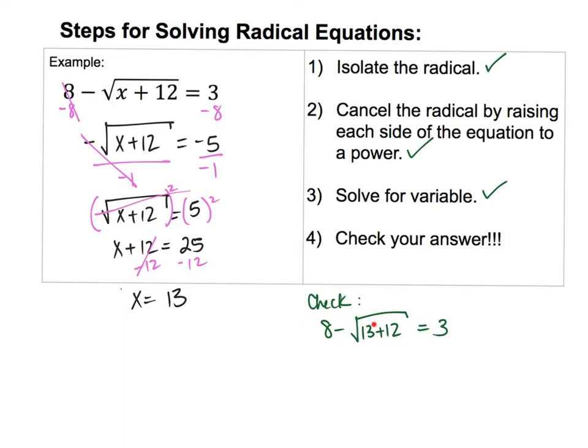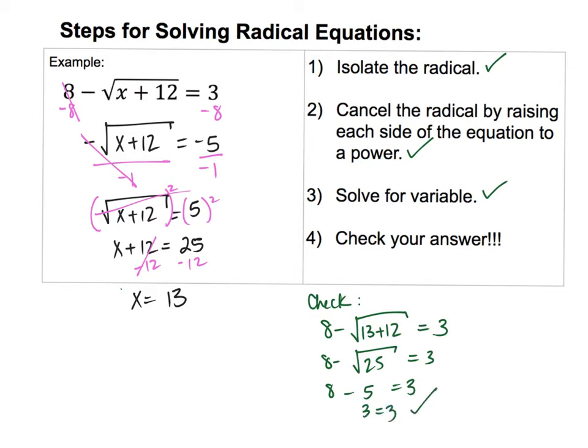So you always want to start with the inside here. So I'm going to take this 13, add it with 12 inside this root to get 25. And then the square root of 25 is just 5. And let me just bring down the 3 as I'm going here. And then I can see, oh, 8 minus 5 is just 3. So the left-hand side is 3 and the right-hand side is 3.